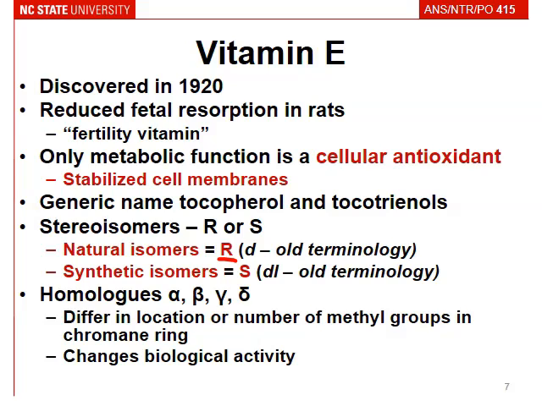So we have alpha, beta, gamma, and delta. So these homologs differ in the location and the number of methyl groups within the chromanol ring. And this also changes the biological activity that the vitamin E has.